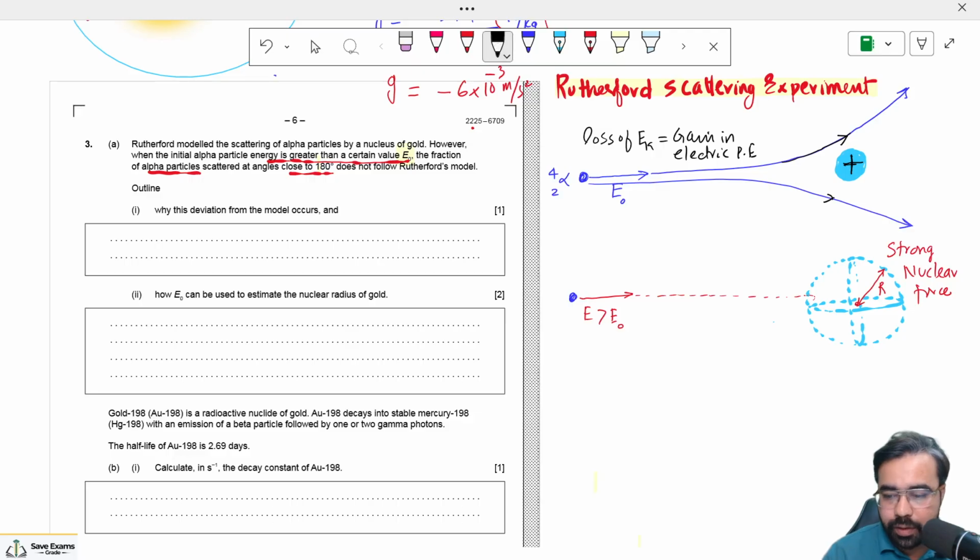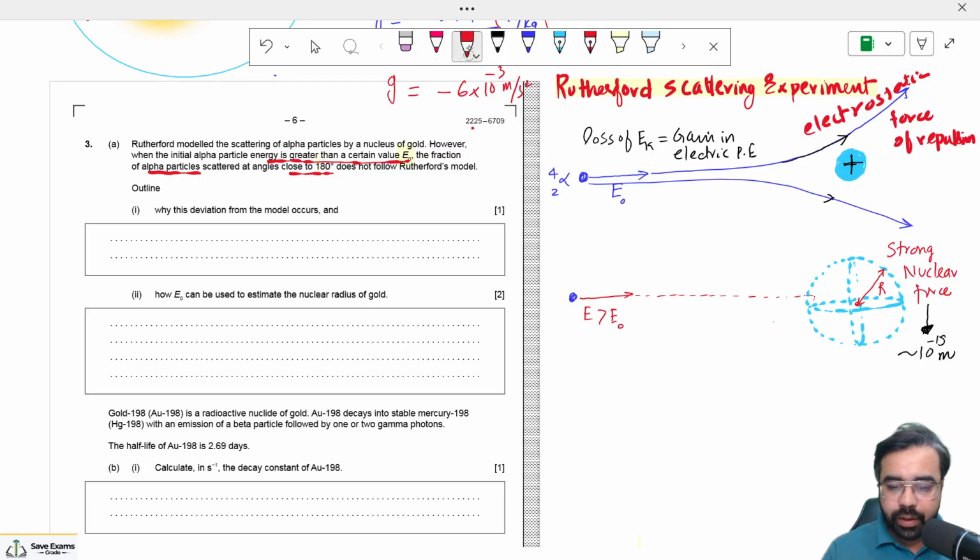And what is the limit of this force? The strong nuclear force is capable of combining the nucleons within a range of 10 to the power negative 15 meter. So if you are throwing it with an energy more than E0, then it reaches that point where the strong nuclear force interacts with it, not the electrostatic force of repulsion. From here, you see that it is bounced back at an angle very close to 180, right? So it only happens when the strong nuclear force interacts.